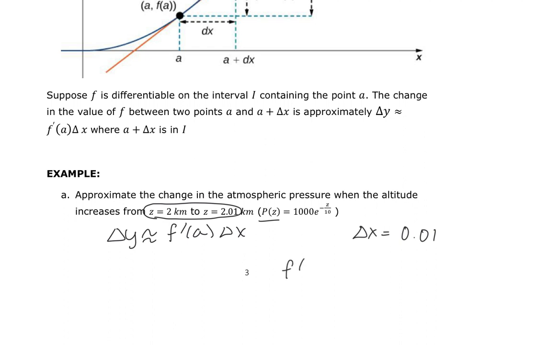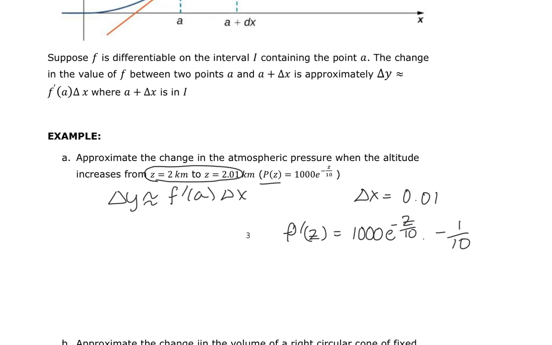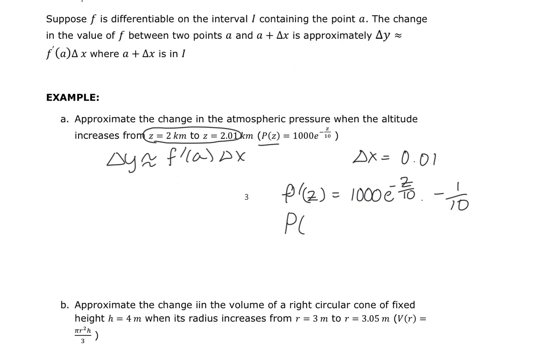I'm going to do p prime of z, which is equal to 1,000 e raised to the negative z over 10, and then multiplied by the derivative of negative z over 10, which is negative 1 over 10. Now I'm going to evaluate this p prime of z at my initial input, which was 2. So this is going to be 1,000 e raised to the negative 2 over 10 multiplied by negative 1 over 10. I'm going to get my calculator out.